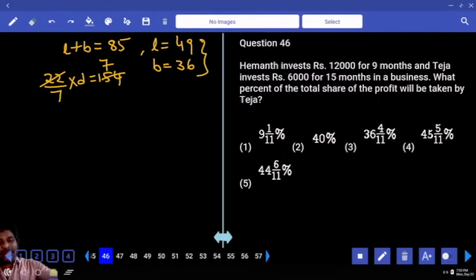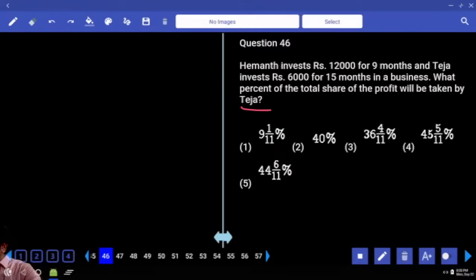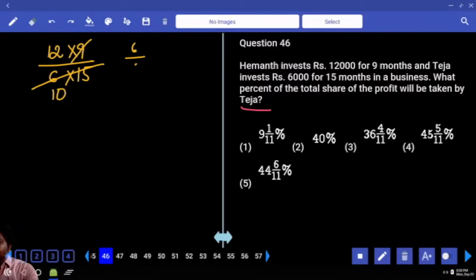Hemant invests 12,000 for 9 months and Teja invests 6,000 for 15 months in a business. What percent of the total share of profit will be taken by Teja? Who is Teja? First person or the second person? Second person share as a percentage we have to answer. Correct? Now first person invested 12,000. Second person invested 6,000. First person for 9 months. Second person, denominator 6 into 15. 9 cancellation, denominator 10. Simplified value.